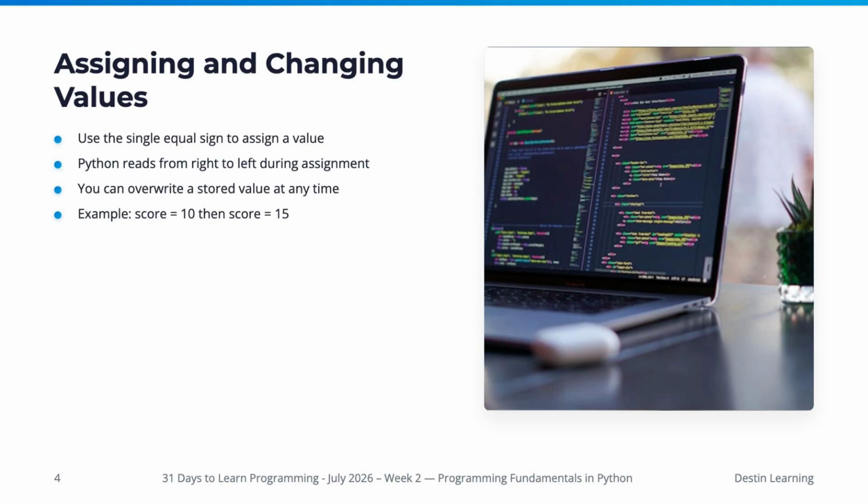A powerful feature of variables is their flexibility. You can overwrite a stored value at any time during your program's execution. So, if score is initially 10, you can later update it to score equals 15, and the variable will then hold the new value. Let's summarize Day 8.